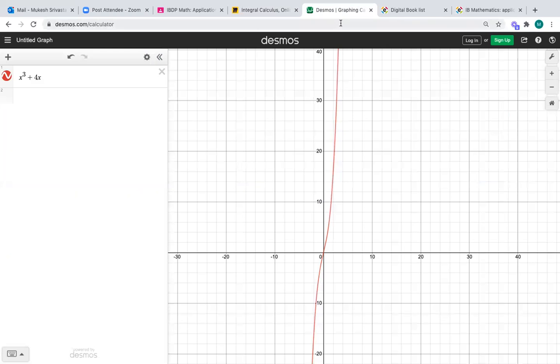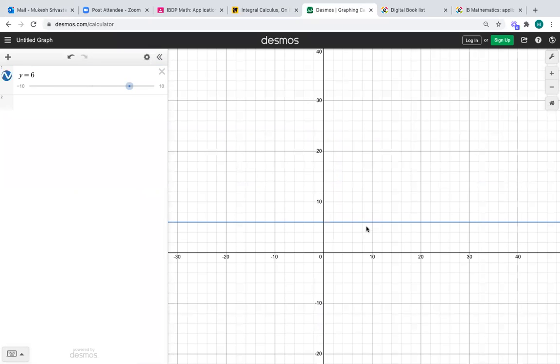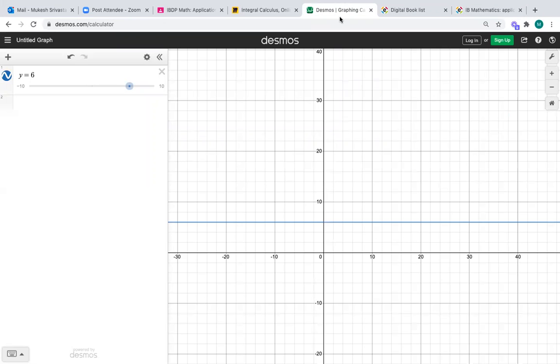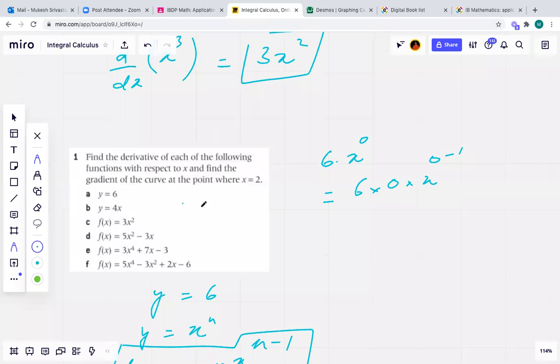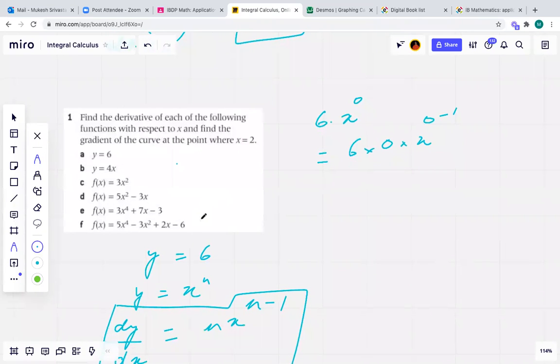If I draw the graph of y equal to 6, there's no change at all. It is a straight line. Whether x is 10, 20, 30, x doesn't matter, y will not change at all. So the derivative of a constant is 0. Make a note: derivative of a constant is 0.